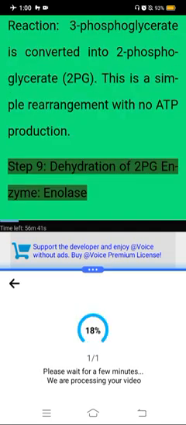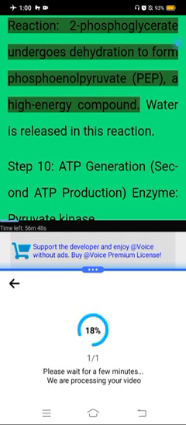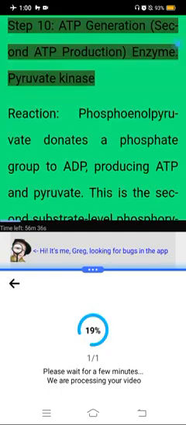Step 9. Dehydration of 2-PG. Enzyme: enolase. Reaction: 2-phosphoglycerate undergoes dehydration to form phosphoenolpyruvate (PEP), a high-energy compound. Water is released in this reaction. Step 10. ATP generation, second ATP production. Enzyme: pyruvate kinase.